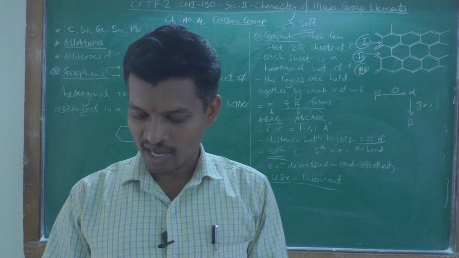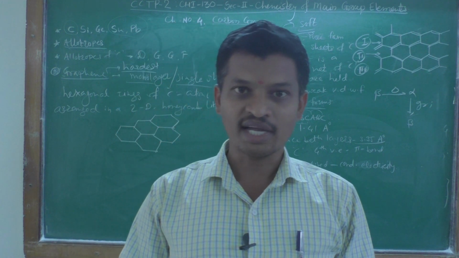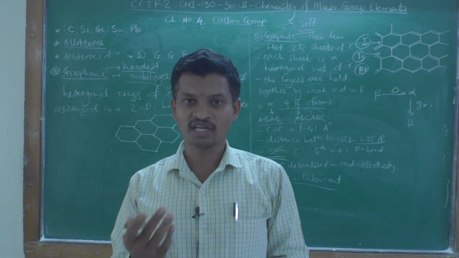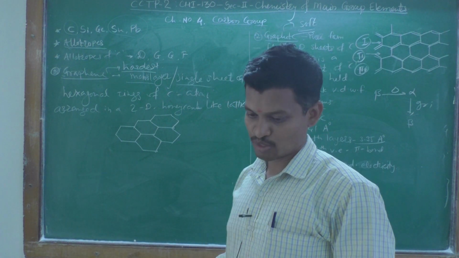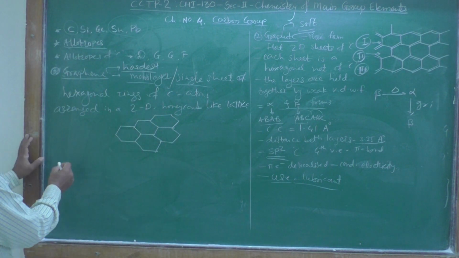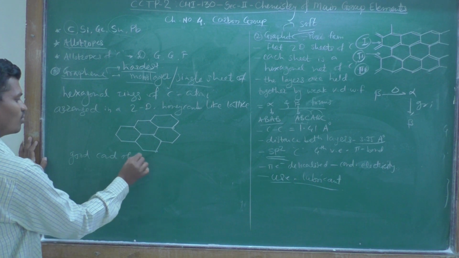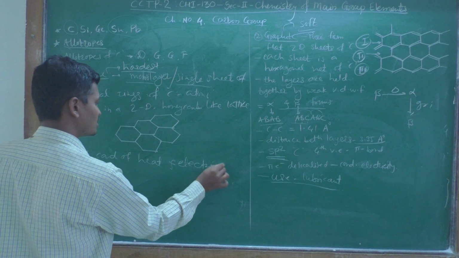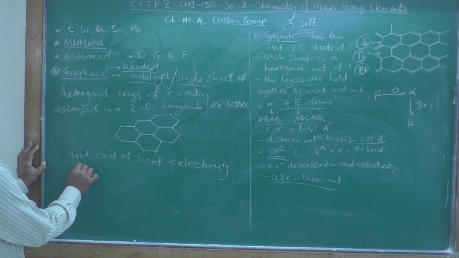It has very high thermal conductivity, and it is also a good conductor of electricity by the transport of electrons. So this is all about graphene. It is a good conductor of heat and electricity, and it is very light in weight.